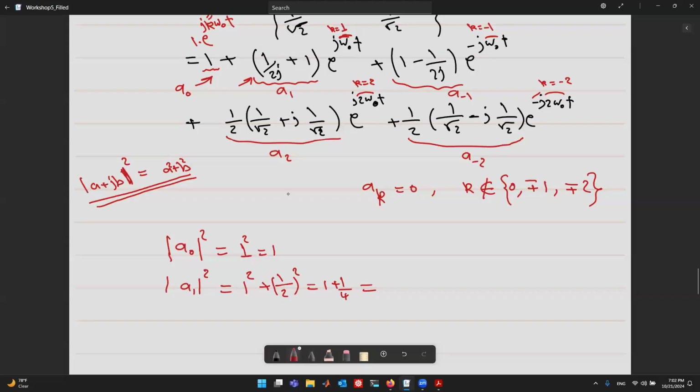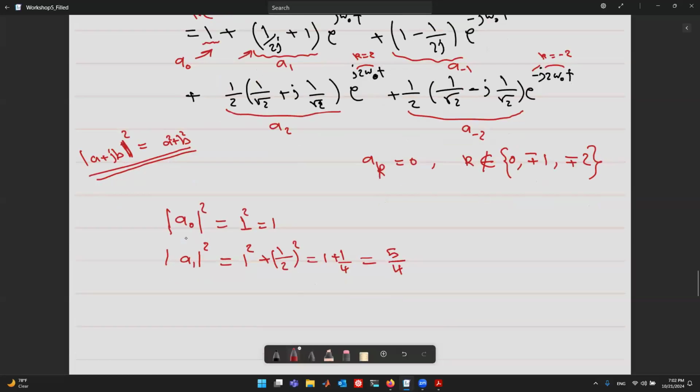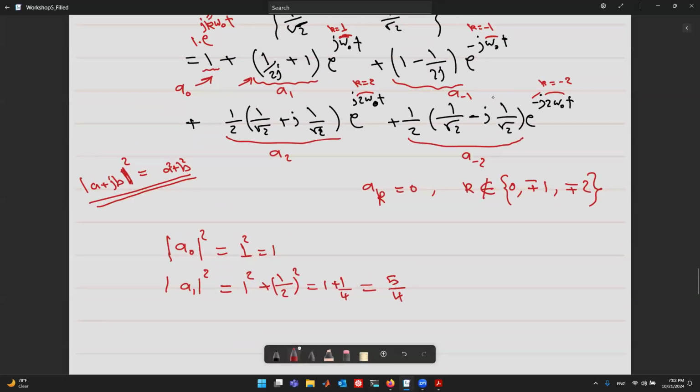And this is just 5/4. What about this term? It'd be the same value as the magnitude of a1 squared, right? Yeah, exactly.